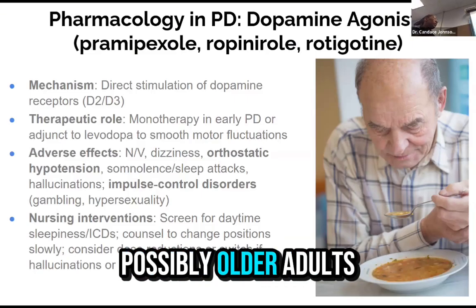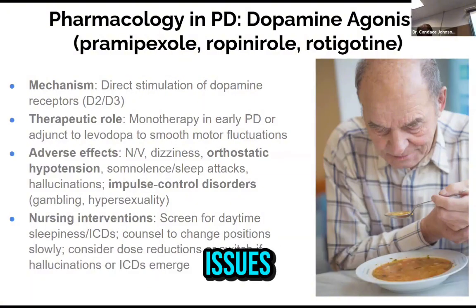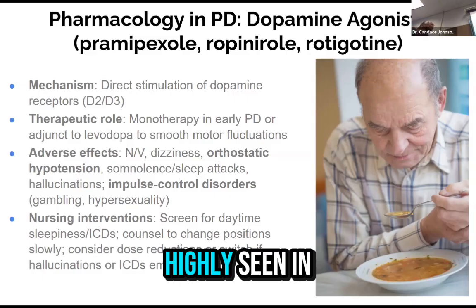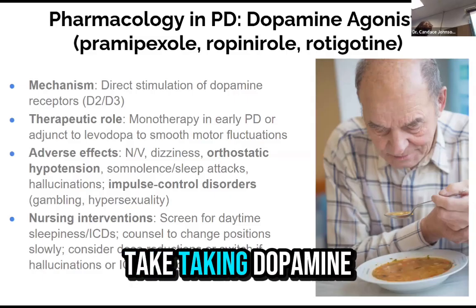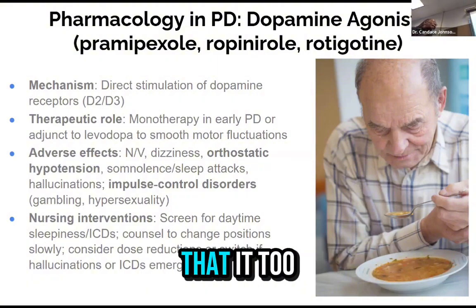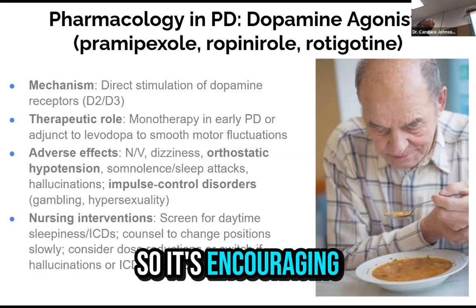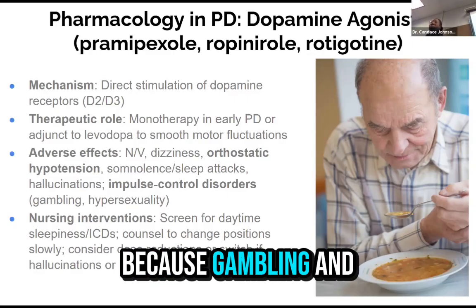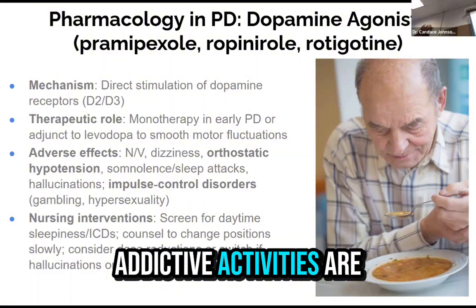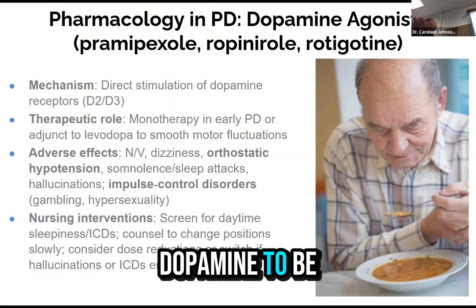Okay. And then this last adverse effect is very interesting because I imagine it happening in people who are possibly older adults, right? And suddenly you see them having impulse control issues. All right, gambling is highly seen in these folks taking dopamine agonists. And what's weird about gambling is that it too is a dopamine agonist, right?